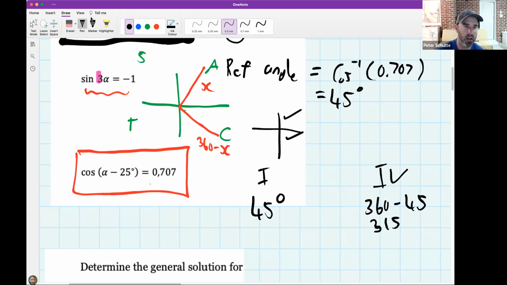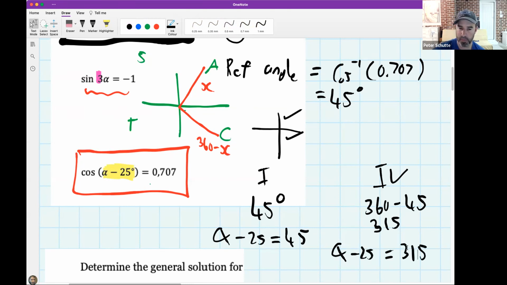Now what we need to do is incorporate this bit. And the way we do that is we say alpha minus 25 is 45, or alpha minus 25 is 315. So it's just that subtle little adjustment. It's still the same method. And now this minus 25 needs to go to the other side. So we add 25, and so alpha is 70, or alpha is, what's 315 plus 25? 340.